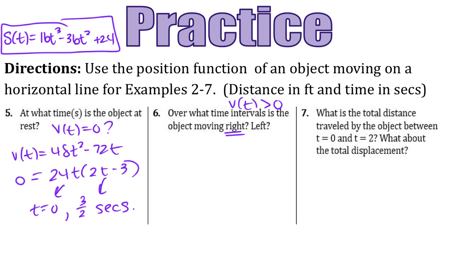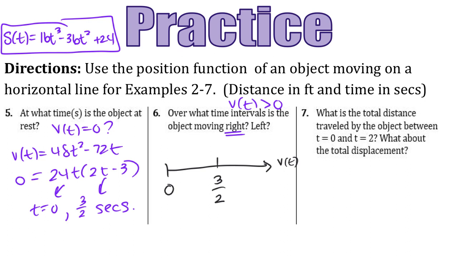What this is actually telling us is we start at 0. The only time it changes, or the only time it stops, is at 3 over 2 seconds. So what we can do is figure out what's happening between 0 and 3 over 2 seconds. Is it positive or is it negative? And then what's happening after 3 over 2 seconds. So what I want you to do is think about any nice number between 0 and 3 over 2. The first one that comes to my mind is 1.